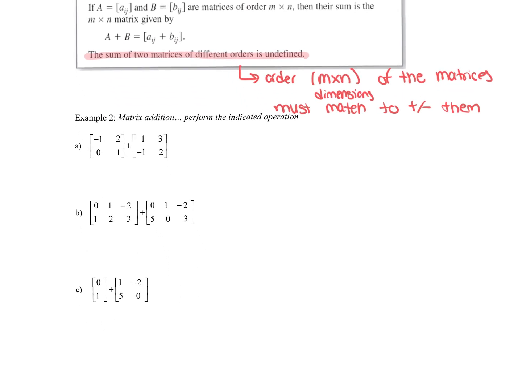So if I go down to the first problem, the first one is a 2 by 2 matrix and a 2 by 2 matrix. When I add them together, I'm still going to have a 2 by 2 matrix, and the things that you add together are in coinciding places. So this plus this is 0. 2 plus 3 is 5. Row 2, column 1, 0 plus -1. And then row 2, column 2 plus row 2, column 2 makes a 3. And this right here is your answer.